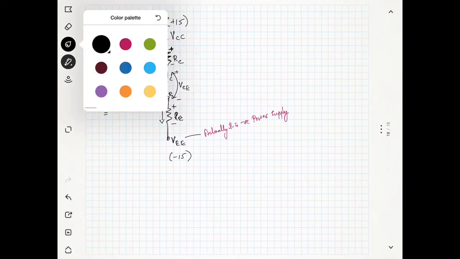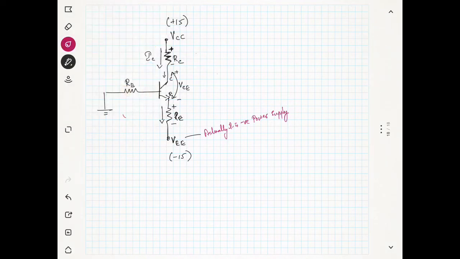Now we can take a loop at the input side like this. The voltage between the base and the emitter is 0.7. Since this is positive, the current IB will be going here like this, so this is plus and this is minus.